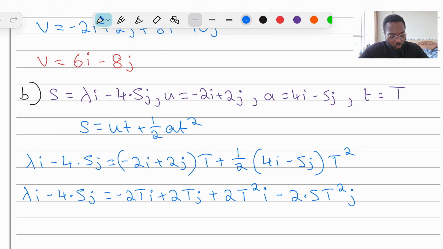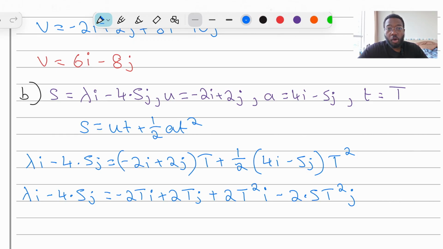Now at this stage, you may think, let's move our i components to one side and our j components to the other. But actually, in this type of question, it would probably be easier if we don't do that. Remember that right now we have two unknowns, the lambda and the t. We want to get into a situation where we're able to solve just one unknown. With this lambda i minus 4.5j, we can leave it on the left side and just equate the coefficients to that lambda i and that minus 4.5. And that's what we're going to do.